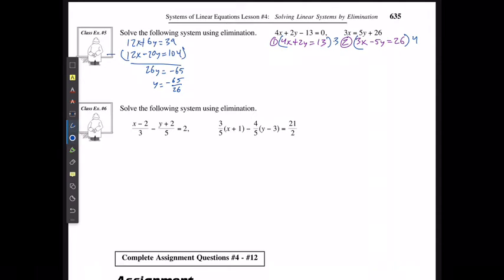Now, if I can reduce this properly, I can say that 65 over 26, because they can both be divided by 13, is just going to give me 5 over 2.